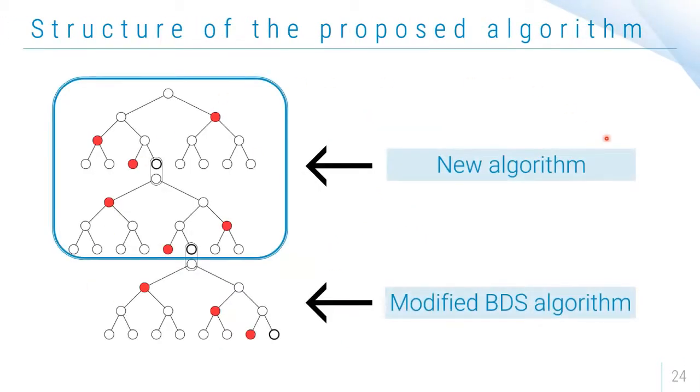From the motivation, we propose an algorithm. And this is the structure of the proposed algorithm. On the bottom layer, a modified BDS algorithm is used. As for higher layers, we propose a new algorithm.